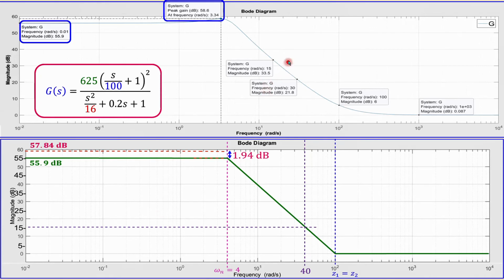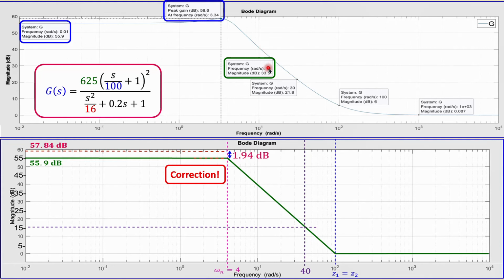Now you can also see as a check, of course, this is due to the correction. For example, this part is due to the complex pair of poles here, and we will need then a slope of minus 40 dB per decade, or minus 12 dB per octave.